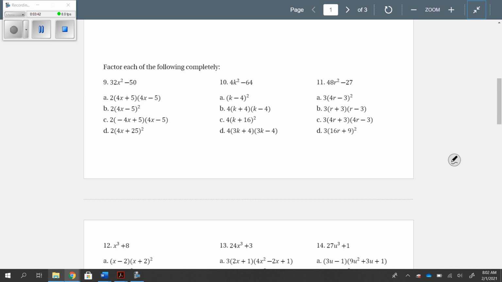So 32x squared minus 50, we know 2 is on the outside. Let's see what's left. 16x squared, because 32 divided by 2 is 16, minus 50 divided by 2 is 25. That's easy. They're both factorable. They're both difference of perfect squares.